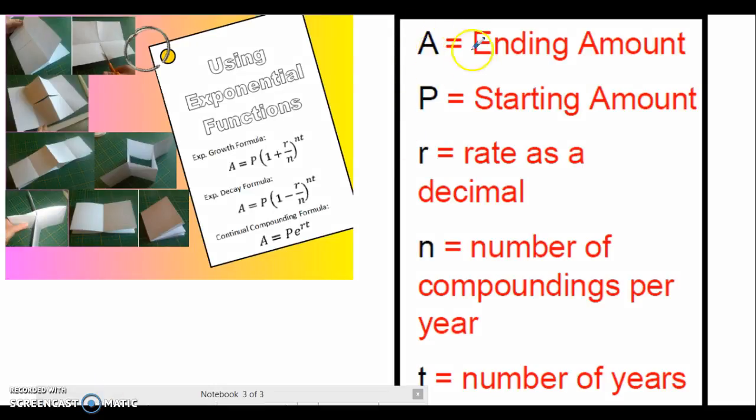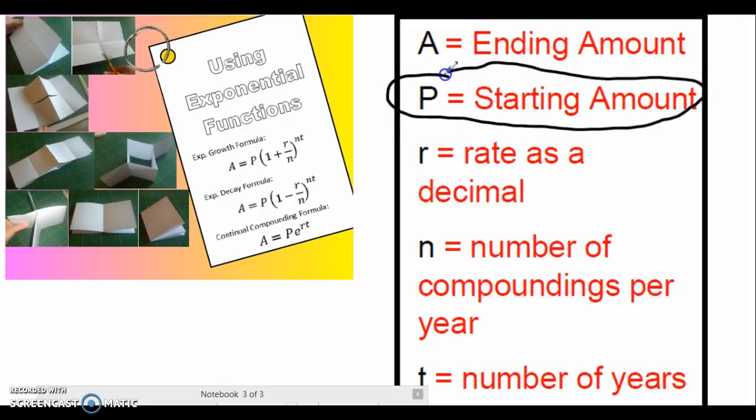A is what we're trying to find. That's the total amount. P, that's going to be normally in our problem. That's our starting amount. The rate, this is important, as a decimal. So remember to convert 15%. That equals 0.15. Okay?